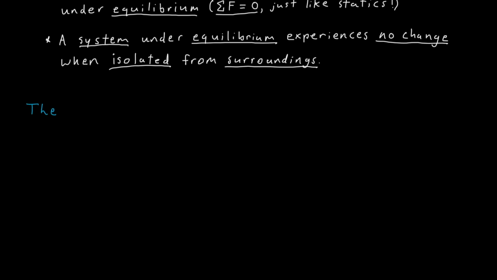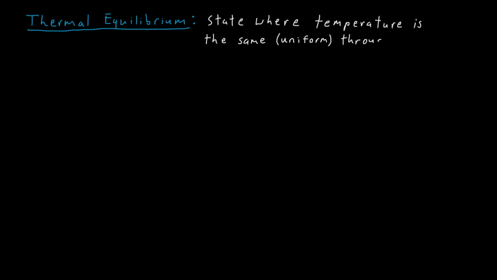So now a form of equilibrium which we must understand is thermoequilibrium. And this is essentially a state where temperature is the same throughout a system. In other words, there is no more temperature difference. So hopefully this is an intuitive definition to understand.